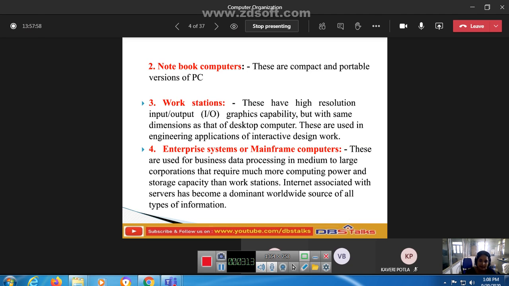Next, enterprise systems and mainframe computers. These are mainly used for business processing in medium to large corporations that require much more computing power and storage capacity than workstations. The internet associated with the servers has become a dominant worldwide source of all types of information. So these are the four different types.